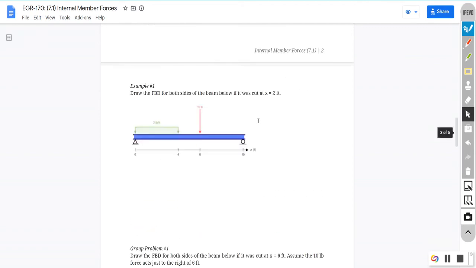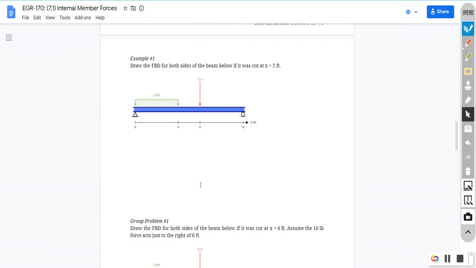So let's look at example 1. Example 1 and group problem 1 ask us to work on drawing these free body diagrams on these multi-force members. We can see that we have forces at the ends here. We have a roller, and we have a roller down here. We have a pin joint down here, and then we have some forces acting in the middle. So this is not a 2-force member, it's a multi-force member. I have 10 pounds, and then I have this distributed load of 2 pounds per foot. I'm going to cut this at 2 foot, halfway here. I'm going to make a cut right there, and I'm going to draw the left side of the beam and the right side of the beam.